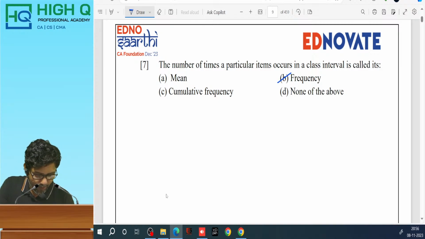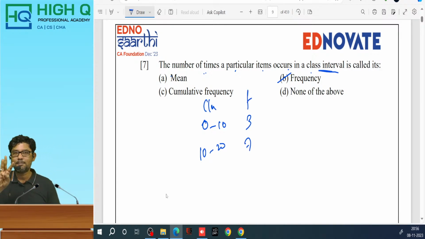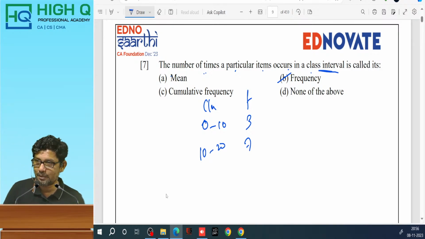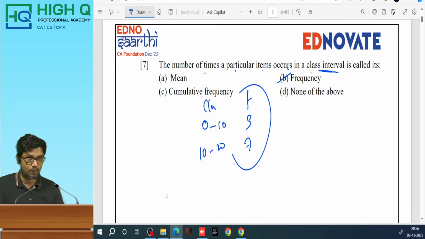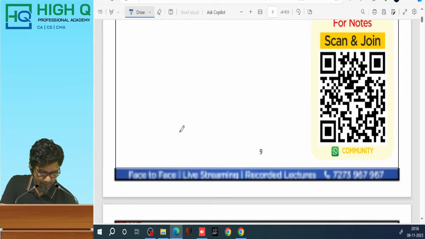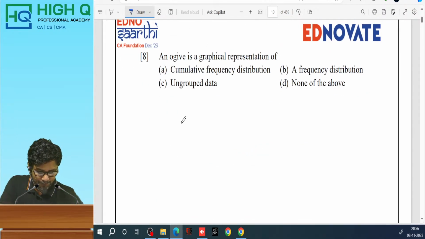Look at this. What exactly is the question? The number of times a particular item occurs in a class interval. For example, 0 to 10, 10 to 20, we call it class. And F, frequency, 3, 7. What does that mean? There are 3 people who scored between 0 and 10, sir. There are 7 people who scored between 10 and 20, sir. So that is what we call frequency. Frequency is the right answer.